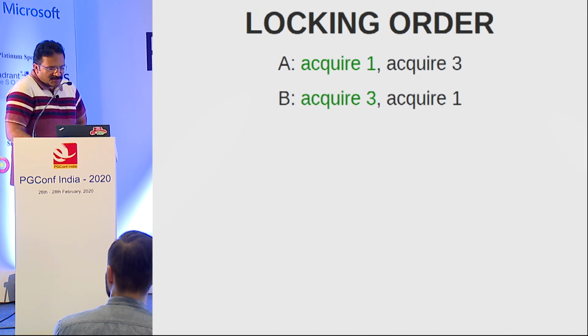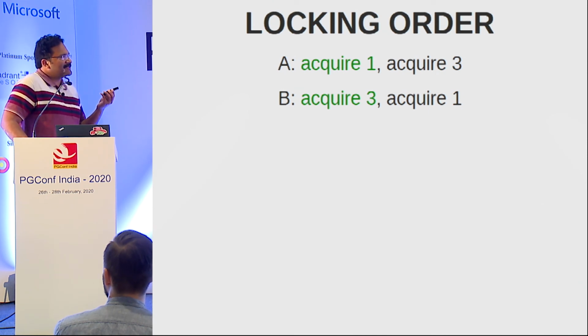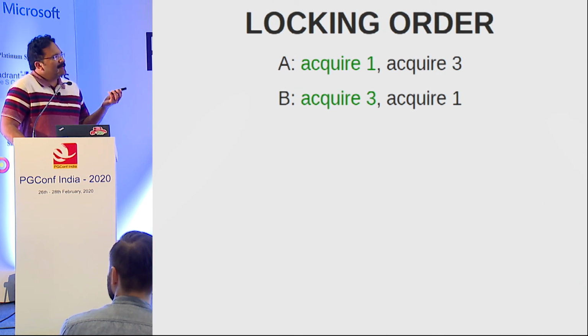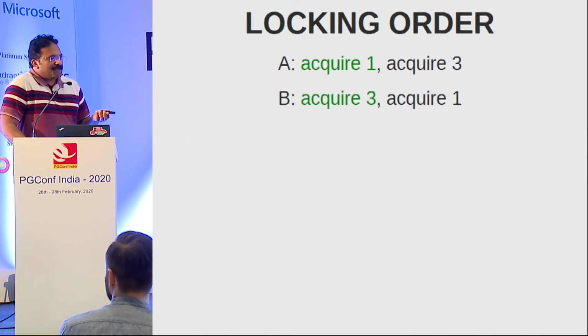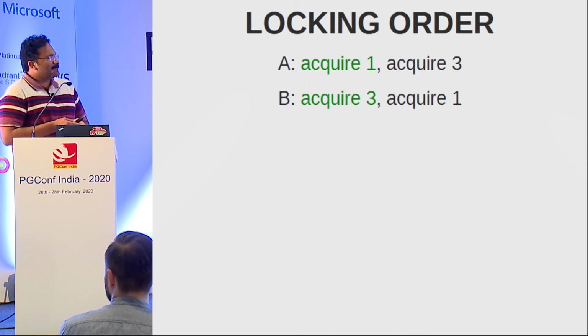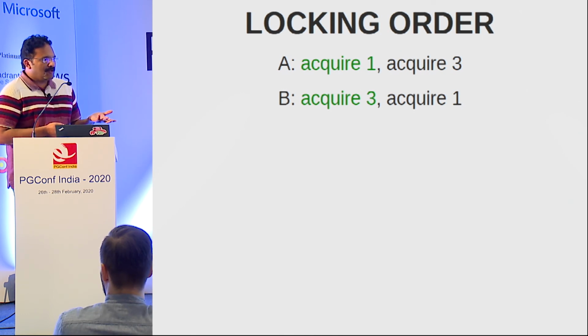With any sort of locking, it's easy to have two sessions that acquire locks that conflict with each other. In this case, suppose sessions A and B are running together. One acquires a lock on 1, one acquires a lock on 3, and both of them succeed. And then A tries to acquire a lock on 3, and B tries to acquire a lock on 1. Neither succeeds because the other session is already holding the lock.